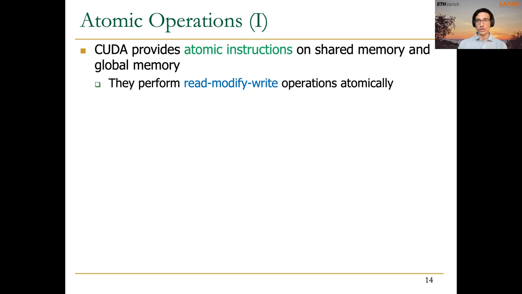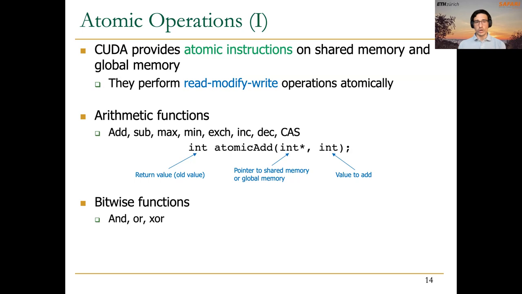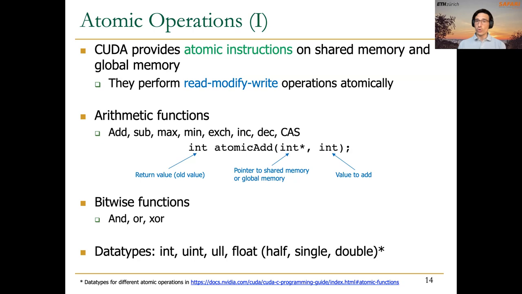This is an atomic add where we identify the pointer to shared memory or to global memory that points to the atomic variable that we are going to update using the atomic function or the atomic operation. This is the value that we are going to add, and this is the return value. In the case of these atomic operations, they return the old value. There are atomic operations for arithmetic operations, but also for bitwise operations, for example, AND, OR and XOR, and also different data types. You can go to the CUDA programming guide for the whole list of atomic operations and data types.